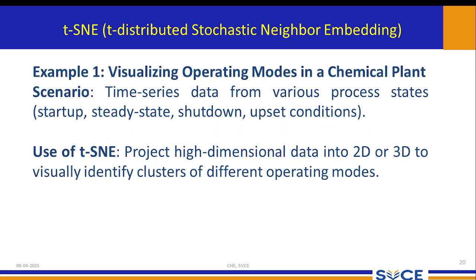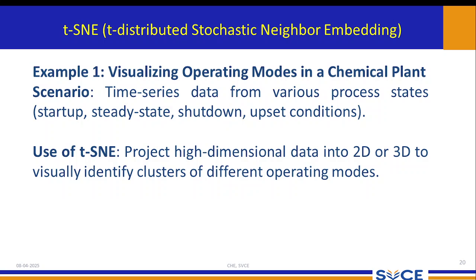And coming to t-SNE, that is t-distributed stochastic neighbor embedding. The example is visualizing the operating modes in a chemical plant. The scenario is time series data from various process states: startup, steady state, shutdown, or upset condition. If you have a reactor that is running, how it behaves at startup, at steady state, during shutdown, and during an upset condition, if there is any fluctuation or deviation.